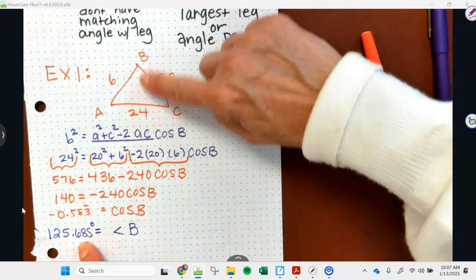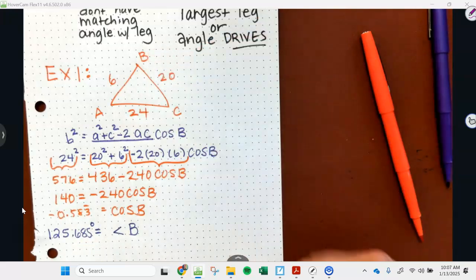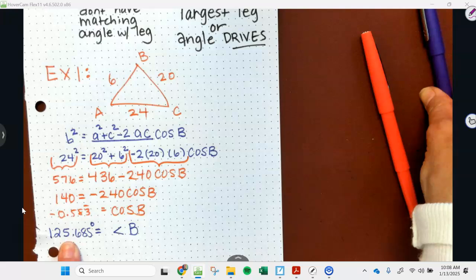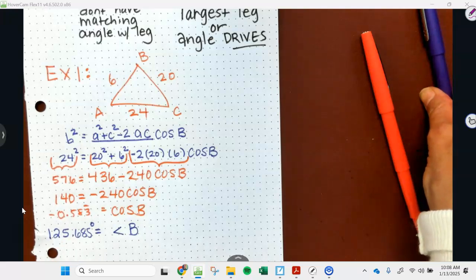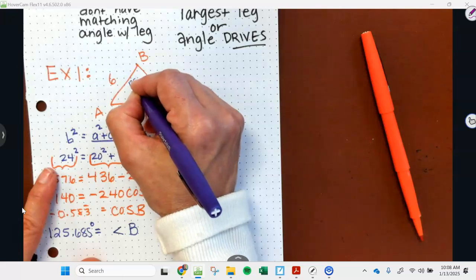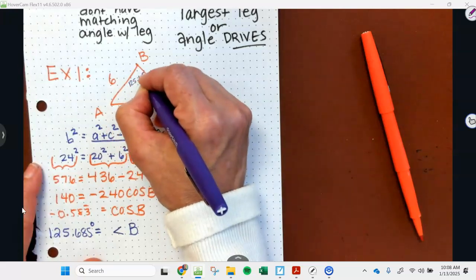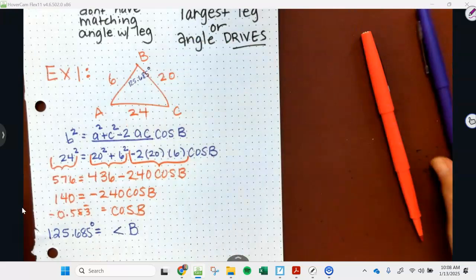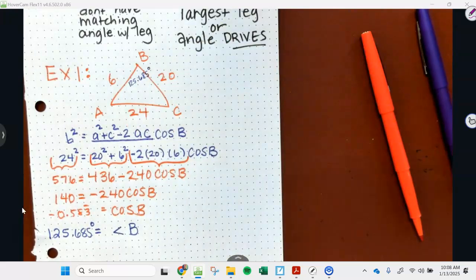Now I have a complete setup. I have angle B. Now I can do law of sines. So you only use law of cosines once. Now let's go ahead and solve the triangle. So I'm just going to write this as 125.685 degrees. And now I'm just going to work on solving the triangle real quick.